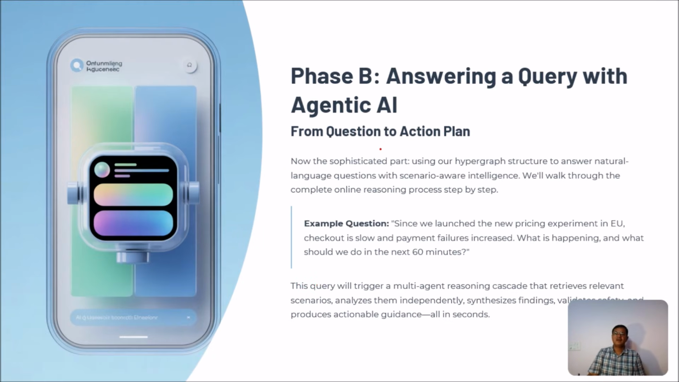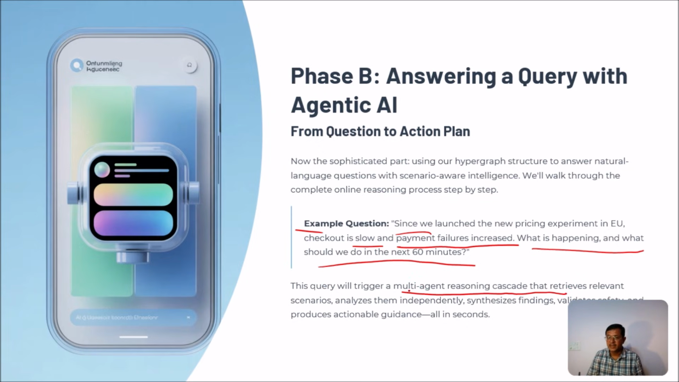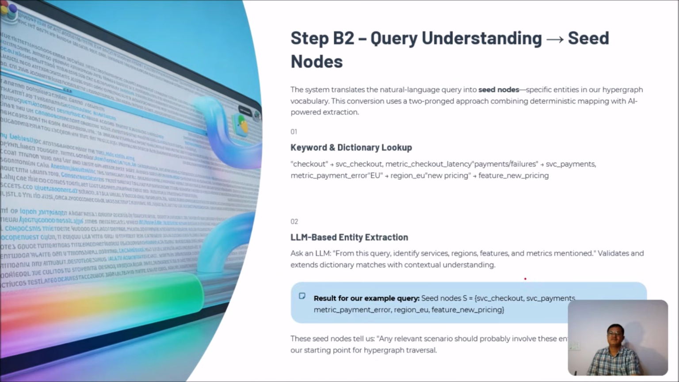Now let us start on how the system will answer such questions. Suppose you have a question like, since we launched the new pricing experiment in EU, checkout is slow, payment failures increased, what is happening and what should we do in the next 60 minutes? So this query will trigger a multi-agent reasoning cascade that retrieves relevant scenarios, analyzes them independently, synthesizes findings, validates safety, and then produces actionable guidance for all, in seconds.